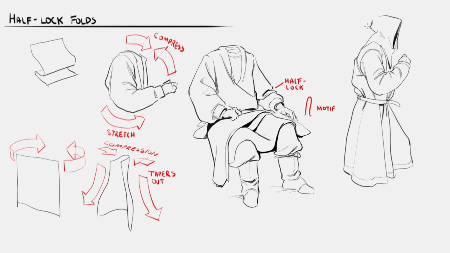And then the last place we see a half-lock fold is up in here on the hood, as there's a lot of excess fabric, so it's starting to fold over itself. The leg here in the front deforms that pipe fold and pulls the fabric forward along with it.